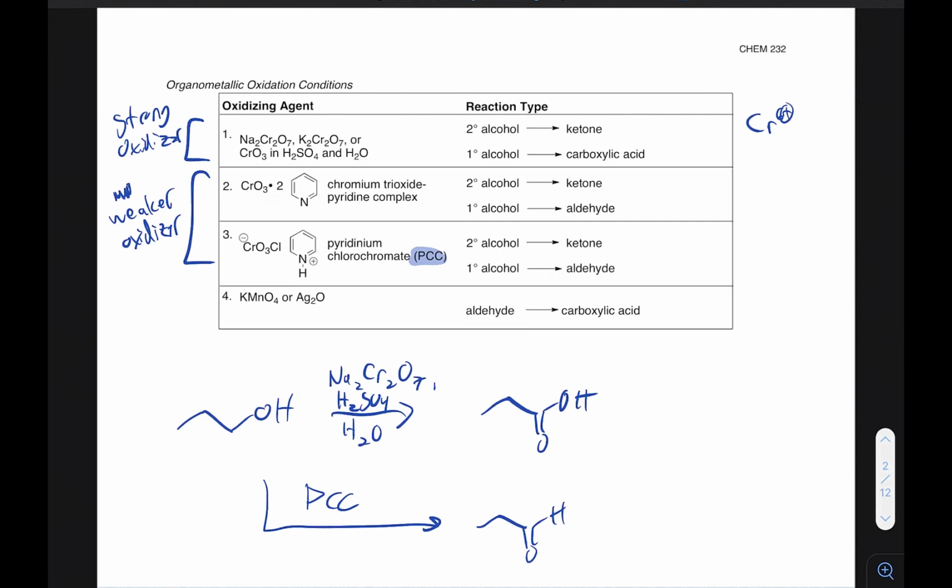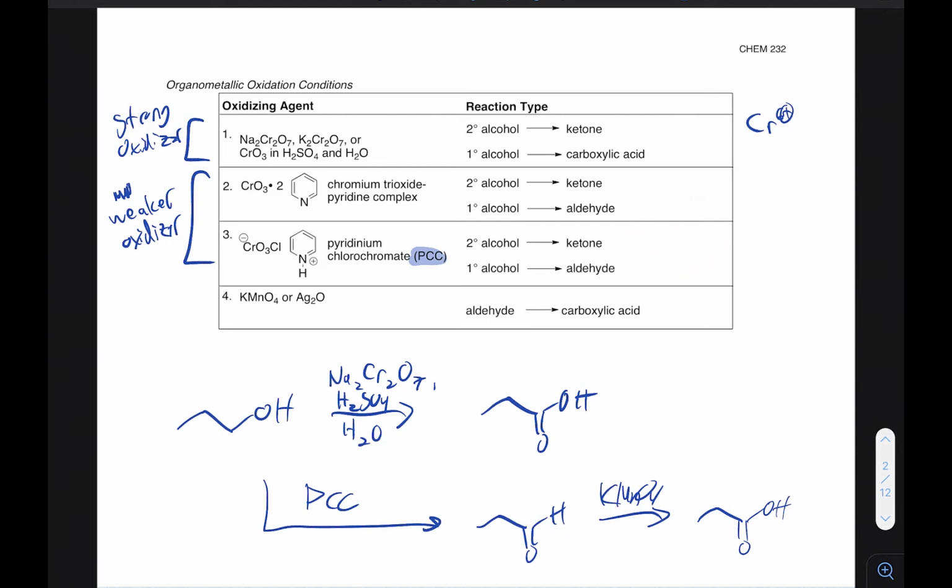If we wanted to, we have this condition down here, which is kind of a caveat. We can add one of these reagents here to go further from the aldehyde, KMnO4, which we've seen a few times now, to make it a carboxylic acid. So these are some different oxidizing conditions.